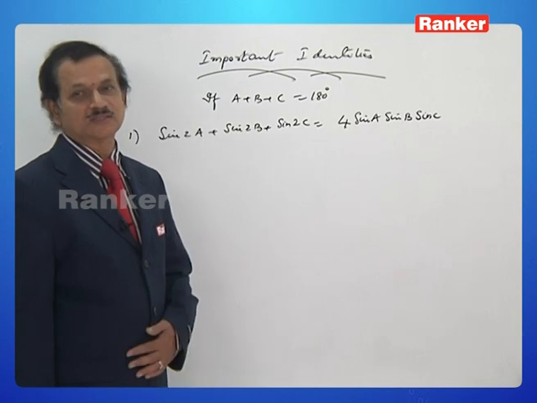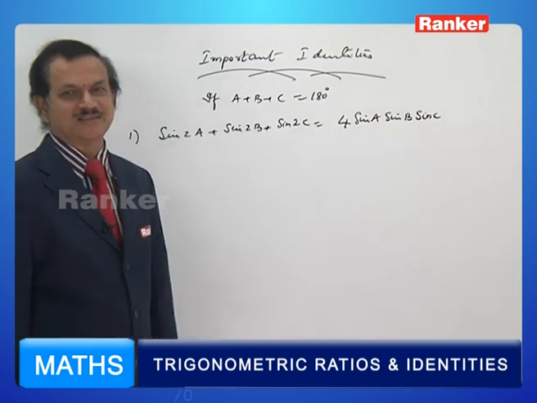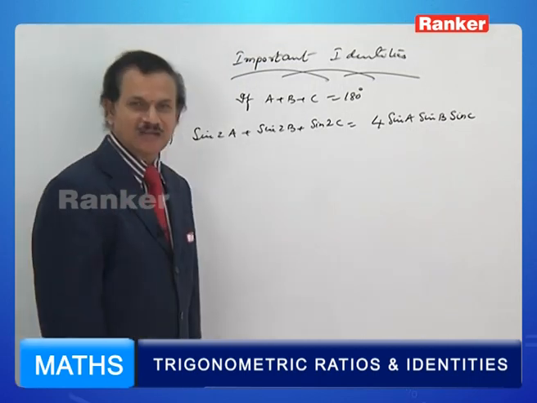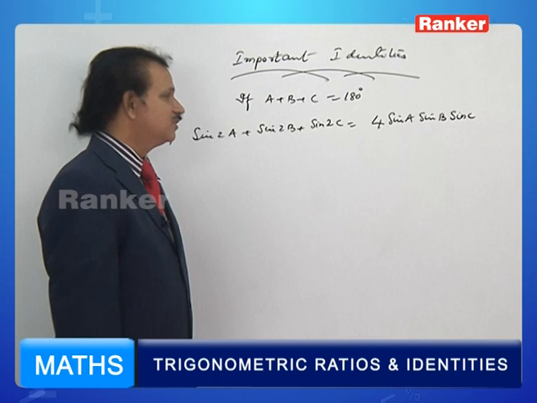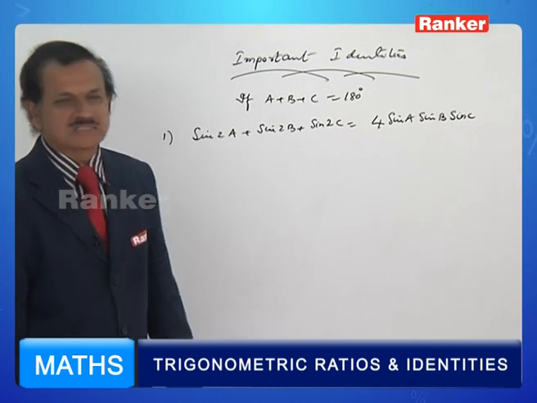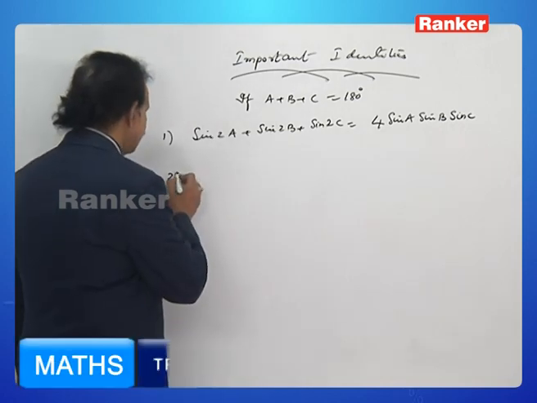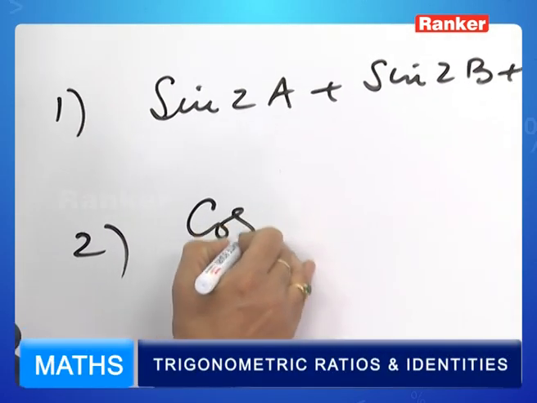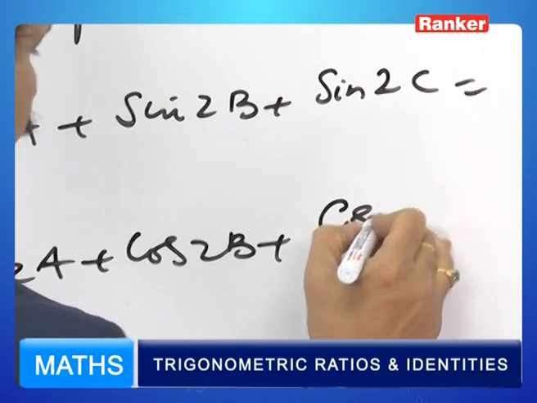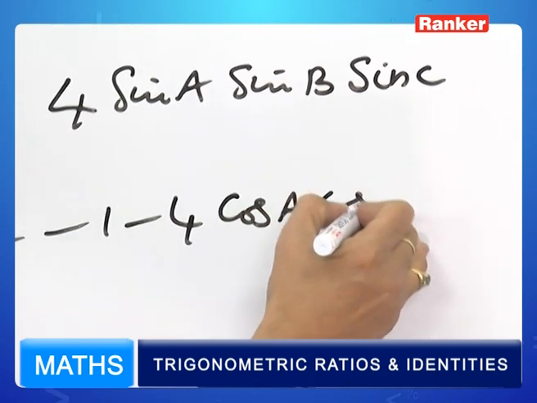What is sin square theta plus cos square theta? 1. With sufficient ease, you will be able to say the answer as 1. With the same speed, with the same ease, you must be able to have the answer for this question also. If I ask you what is sin 2A plus sin 2B plus sin 2C, you must be able to recollect on the spot that it is 4 sin A sin B sin C. Correct? Good. Another such result. Cos 2A plus cos 2B plus cos 2C is equal to minus 1 minus 4 cos A cos B cos C.